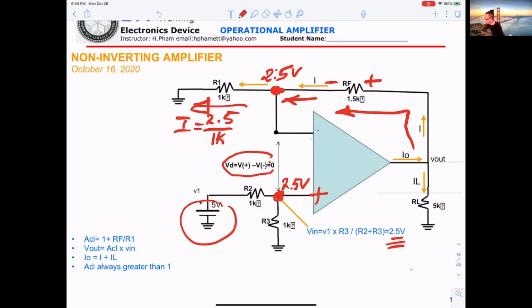So by looking into the circuitry, tell me what we are supposed to find. V out means the voltage at the output to the root. So just look into the circuitry, tell me what V out equals. IL multiplied by RL. IL. Yeah, you're correct, but we cannot use IL for the formula.